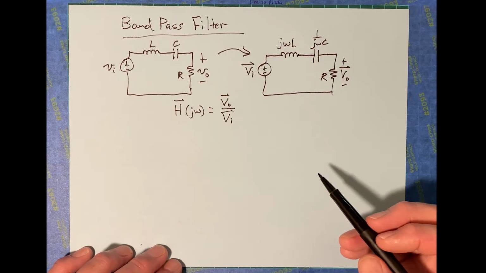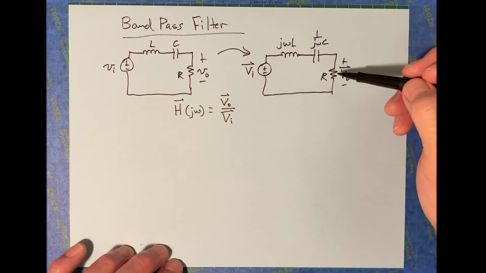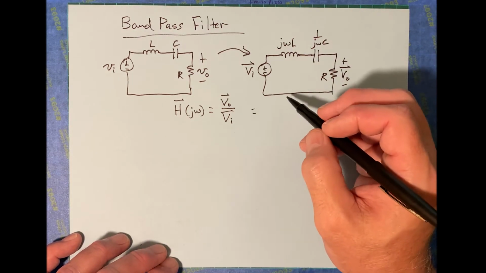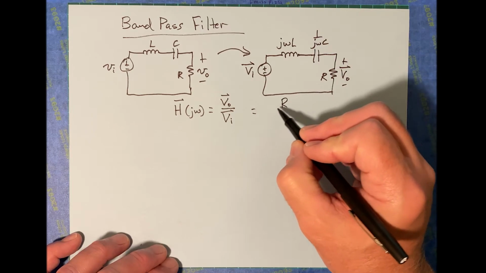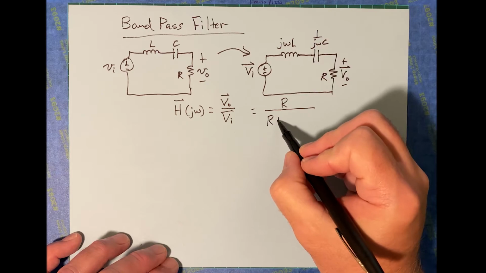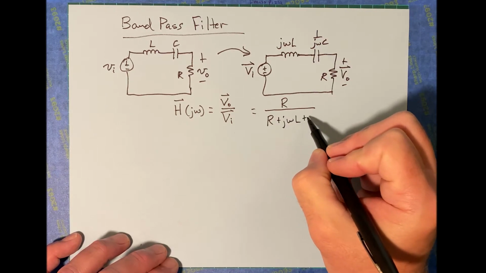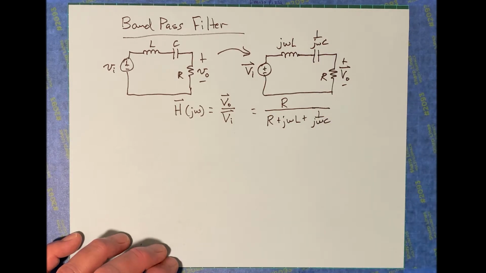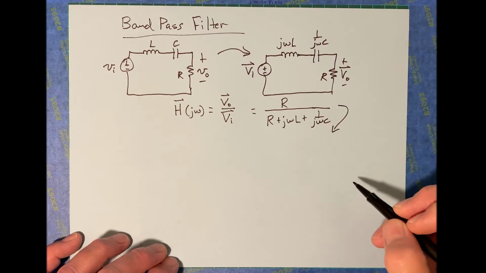Okay, and you notice this is another type of voltage divider here. So we could write our output is going to be R over the impedance sum, so R plus j omega L plus 1 over j omega C, like that. All right, now the goal is to simplify this.